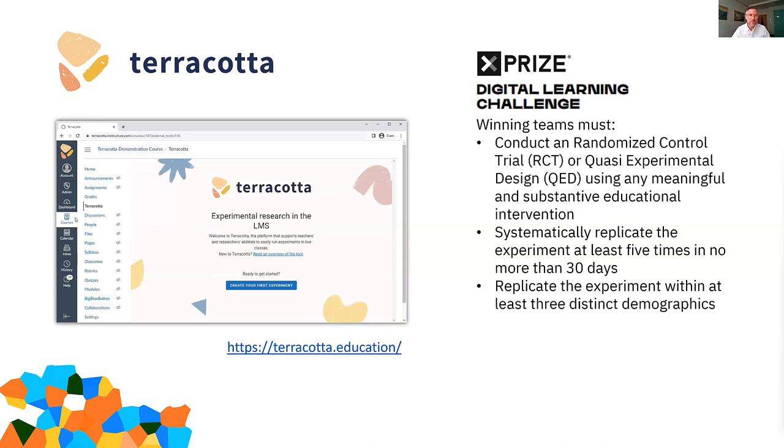We recently entered Terracotta into the XPRIZE Digital Learning Challenge. This was a US nationwide competition to see who could make the best tool for running education experimentation. And I'm happy to say that just two months ago, we were named the runner-up, which is fine. I'll take runner-up on anything nationwide. We got a good pot of money to continue to develop Terracotta. It was a wild competition. They really put us to task. The idea was to systematically replicate an experiment in a real education setting at least five times in no more than 30 days, and to do it with at least three different distinct demographics.